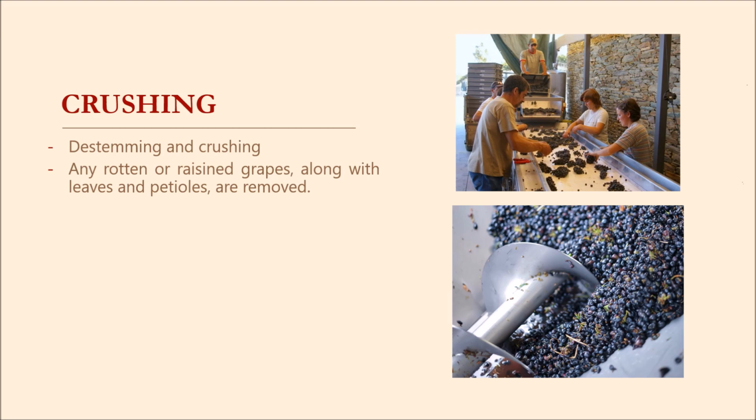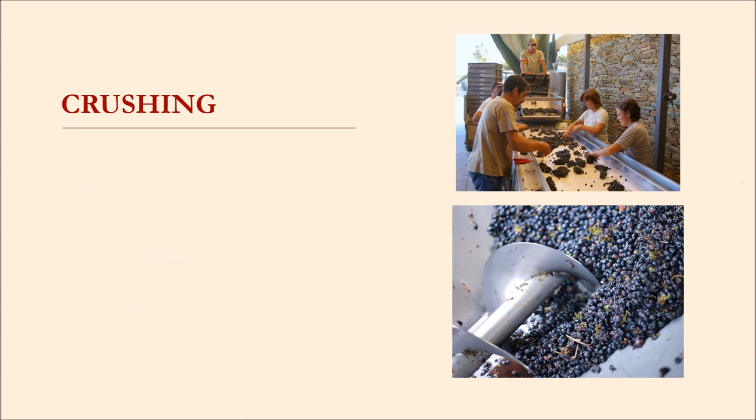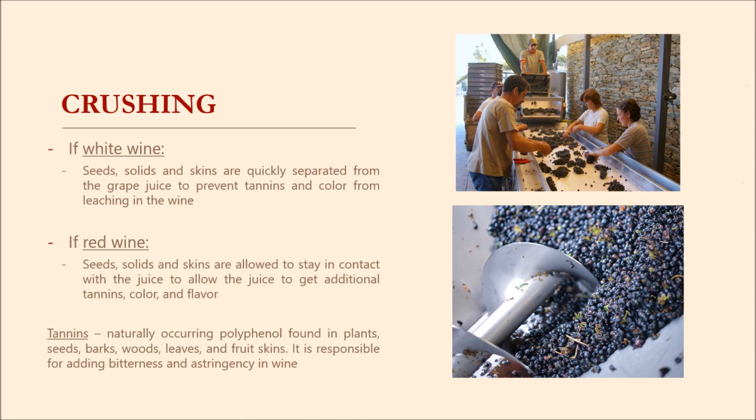Mechanical pressing has also improved the quality and longevity of wine while reducing the winemaker's need for preservatives. The grapes are crushed and turned into must, which is the fresh grape juice that contains solids, skins, and seeds of the grapes. If white wine is being made, then the seeds, solids, and skins are quickly separated from the grape juice to prevent the tannins and color from leaching into the wine.